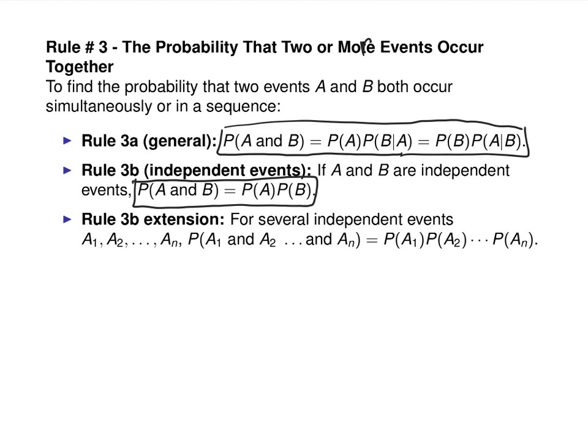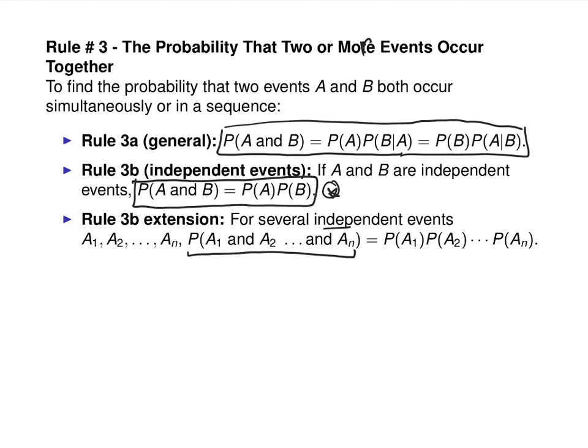And the extension, this last one, says if you have lots of independent events, many, many, many ands in a row, you can apply this rule repeatedly. Does that idea make sense? That's assuming that they're independent. And when you're dealing with independence, you will either be able to use those rules that I told you last time to check, or the problem will tell you that these events are independent.